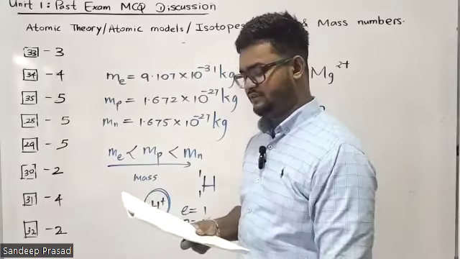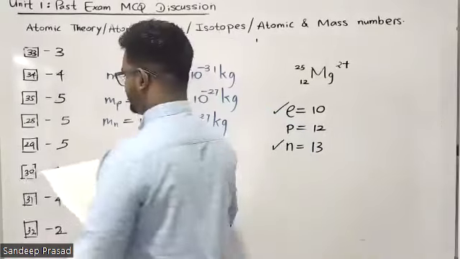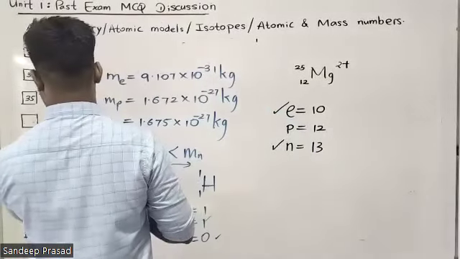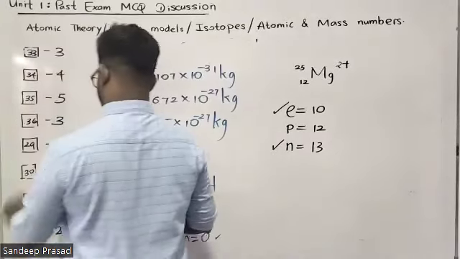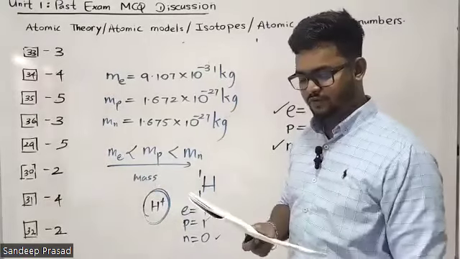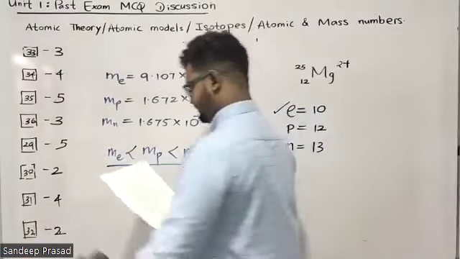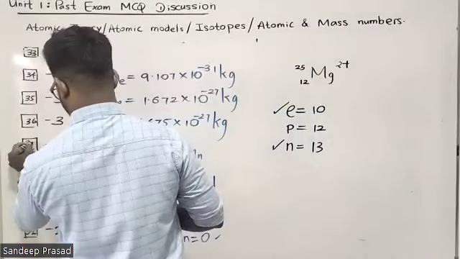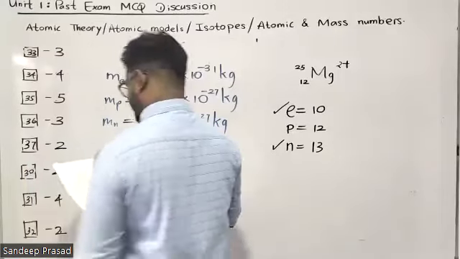36. The neutron was discovered by, students, very easy, James Chadwick. 36, the answer is number 3. Neutron was discovered by James Chadwick. The plum pudding model of the atomic structure was put forward by whom? J.J. Thomson. 37, the answer is the second one.